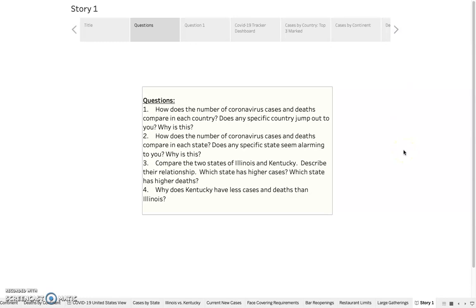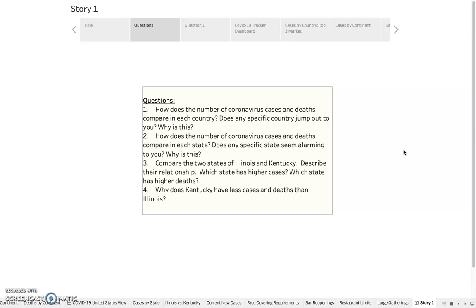So I decided to go over four questions, I guess four question groups. The first question was, how does the number of coronavirus cases and deaths compare in each country? Does any specific country jump out to you? Why is this? The second, how does the number of coronavirus cases and deaths compare in each state? Does any specific state seem alarming to you? Why is this? Compare two states, Illinois and Kentucky. Describe the relationship. Which state has higher cases? Which state has higher deaths?